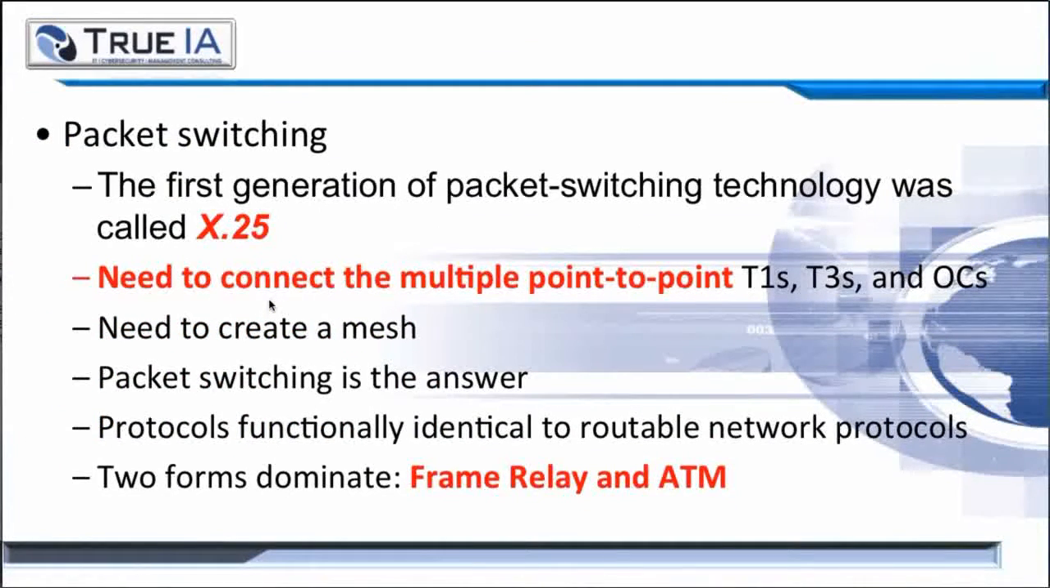Next, we'll talk about packet switching. The first generation of packet switching technology was X.25. This is the technology put in place when you need to connect multiple point-to-points, like multiple T1s, T3s, and OCs. We had to have a way to mesh all of these together, and packet switching was that answer. All packet switching protocols are functionally identical to a routable network protocol. There are two primary forms that dominate, which are frame relay and ATM.